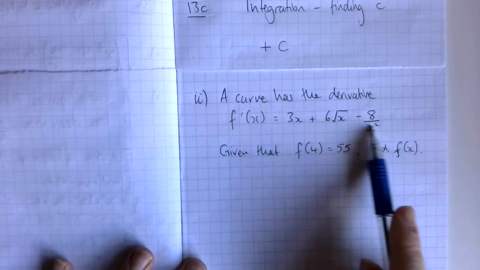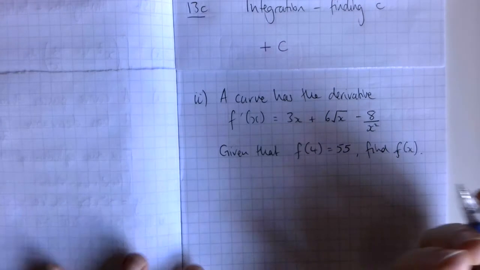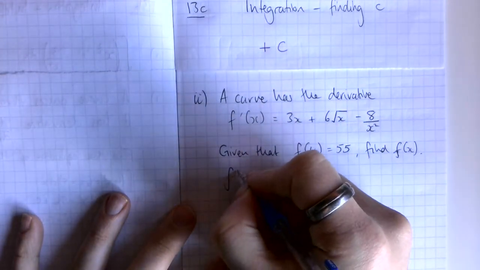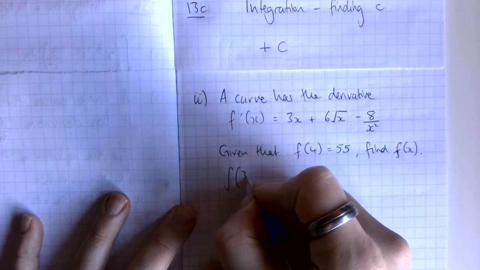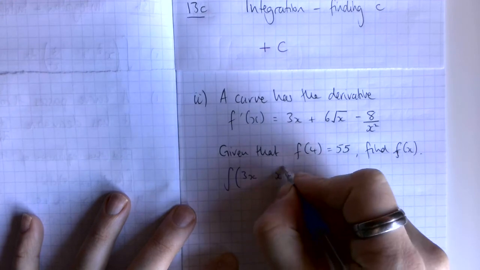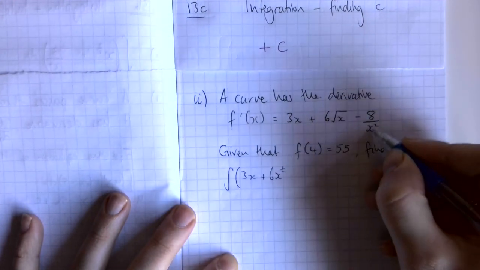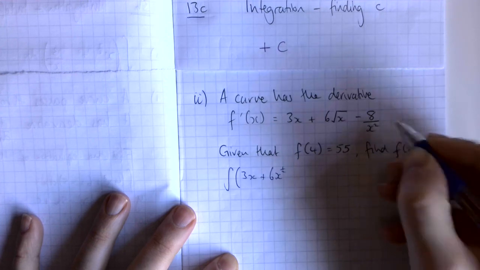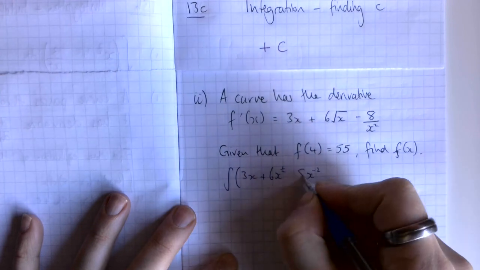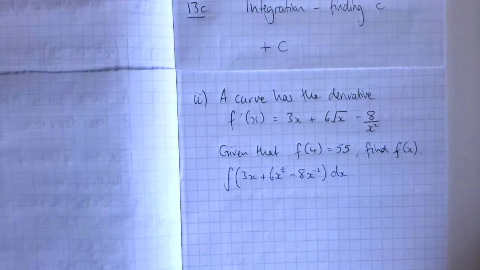So I'm going to try and integrate this, but I'm also going to rewrite that in an easier to use format. So I want to integrate: okay, well, 3x, that's fine. Square root of x is x to the power of a half, and there are 6 of those. Reciprocal of x squared, so we've got x to the minus 2, and there's 8 of those. That's being subtracted. I'm going to integrate all of that with respect to x.